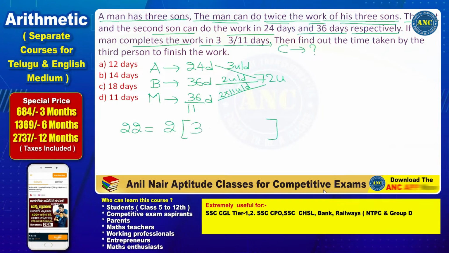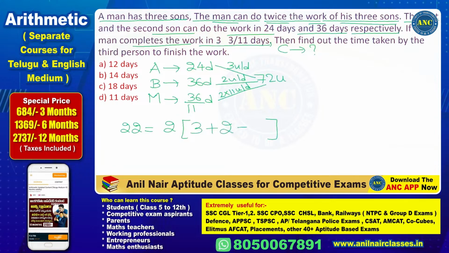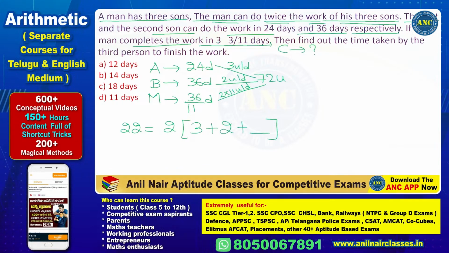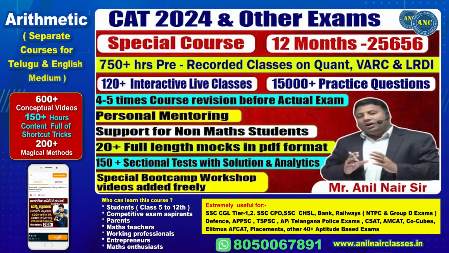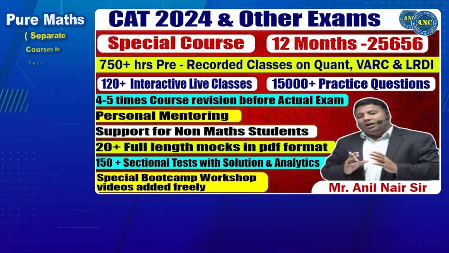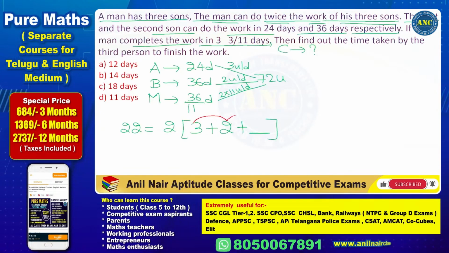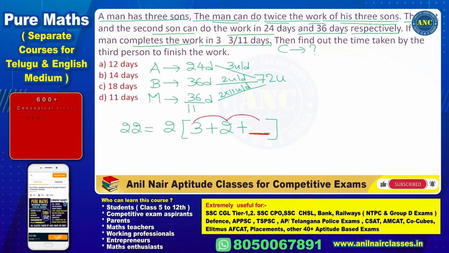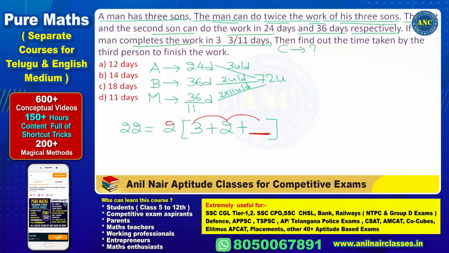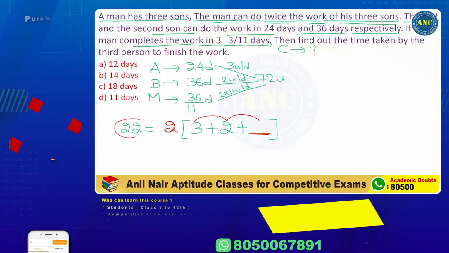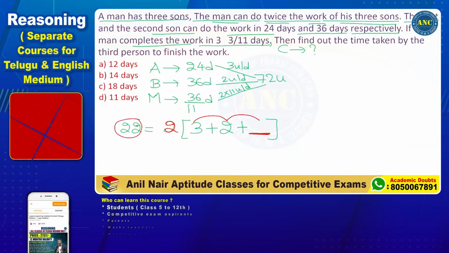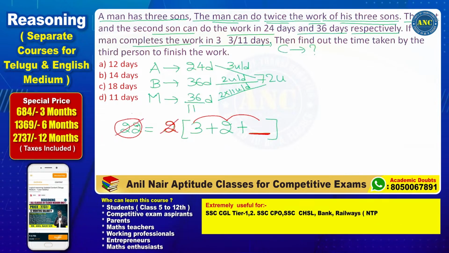First son is 3, second son is 2 units per day, third son C we don't know that value. But how to find that value? It's so simple. Can I say that 3 plus 2 is 5. 5 plus which number, if I put here and double it, you will get 22, or in simple language 22 by 2, it is 11.